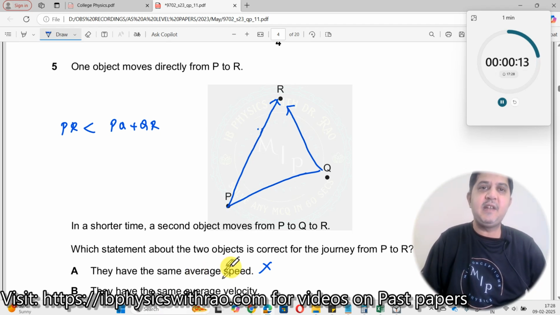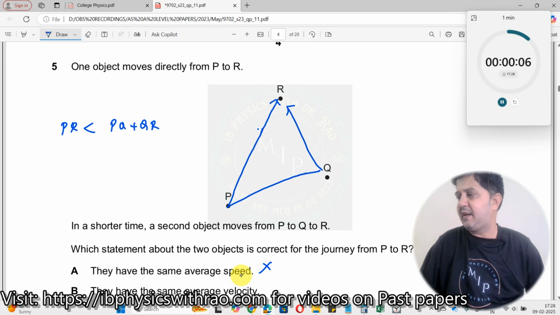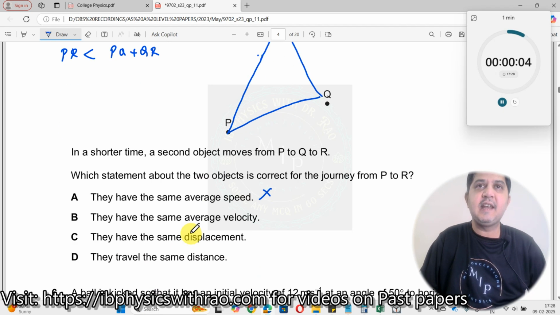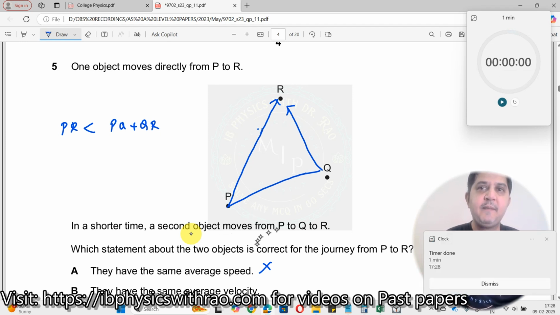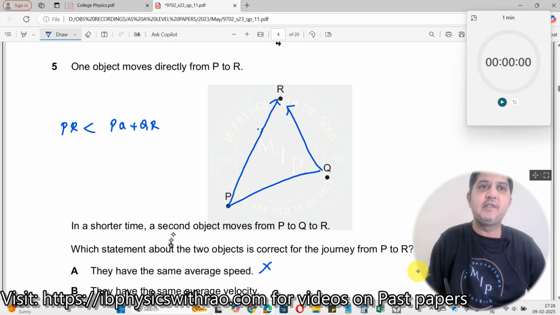They have the same average velocity. Do they have the same average velocity? What is average velocity? Average velocity is displacement divided by time taken. Now, will they have it? No, they will not. The displacement could be the same, but the time may not be the same. The reason is that time is definitely not the same. If you read here, it says the shorter time. That means the time for this path is different as compared to this path. So definitely this option is also incorrect.